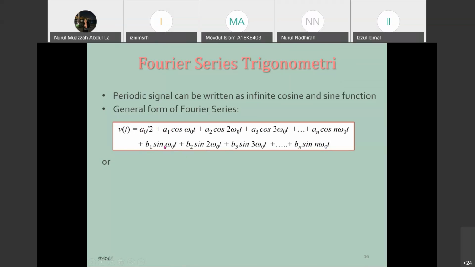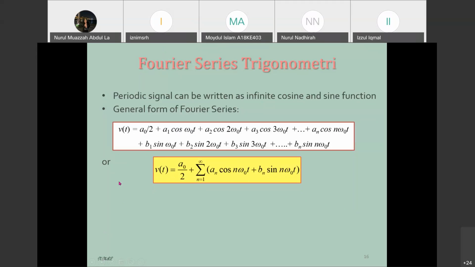You notice that when we write the Fourier series trigonometry form, we start from the component that does not have any cosine or sine wave. And then we start with the smallest fundamental frequency, which is omega naught, and go on to cos 2 omega naught up until the highest, n omega naught. And then only we write the sine part, again with the smallest fundamental frequency and then 2 omega naught. So this is how you arrange the Fourier series trigonometry equation.